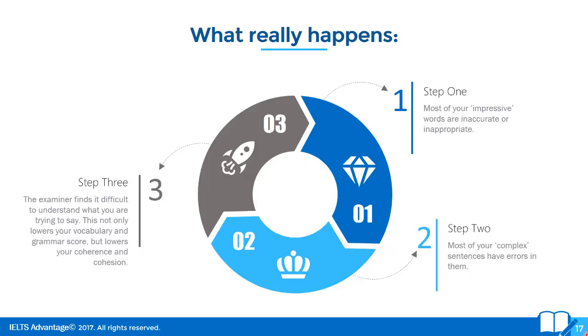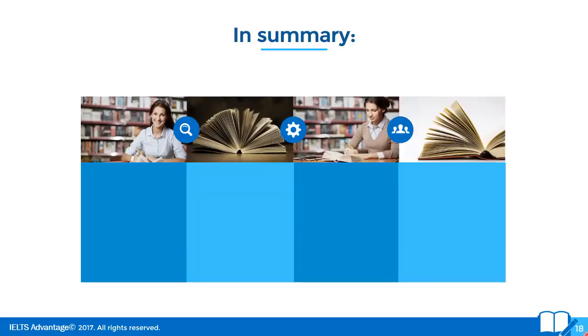Because what does coherence mean? Coherence means, is it easy to understand the essay? If you're using words, phrases, grammar, structures, all of those different things incorrectly, it makes it extremely difficult to understand and it lowers your coherence.